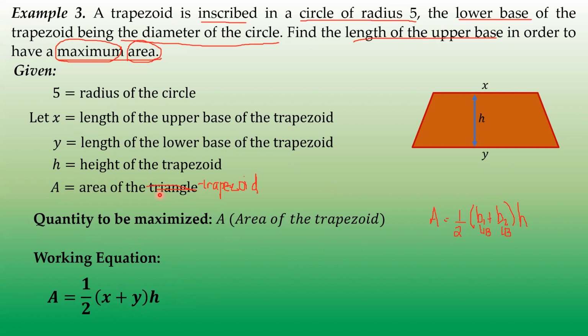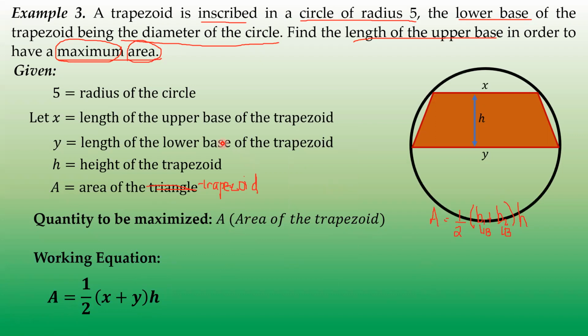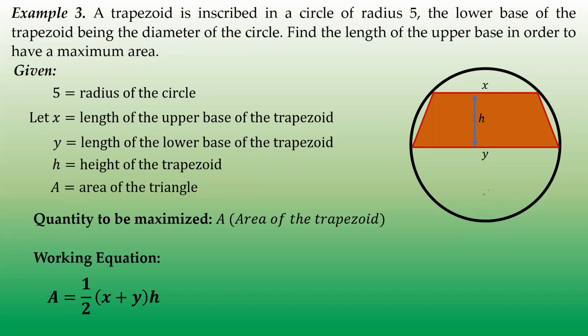Ngayon, pag meron na tayong working equation, doon na tayo sa step number 3. So we're going to express that equation in terms of a single variable. So diyan, meron kang x, meron kang letter y, meron kang letter h dito. Okay. Ayusin natin. Ayan yung diagram, ano? Sabi kasi diyan, ang trapezoid daw ay inscribed in a circle. So yun, nasa loob ng circle yung ating trapezoid. Okay, tuloy natin.